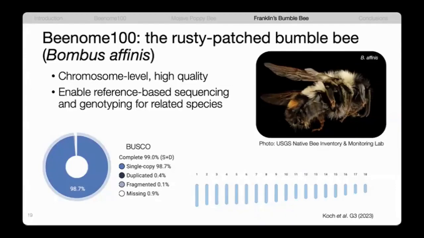A couple years ago, USDA research entomologist Dr. John Kocher led the release of a chromosome-level, high-quality reference genome for Bombus affinis, or the rusty-patched bumblebee. This genome is not only exciting for enabling the genomics work for the rusty-patched bumblebee, but it can also enable reference-based sequencing and genotyping for a related Bombus species for which we don't yet have a reference genome, or it might be more difficult to generate one.